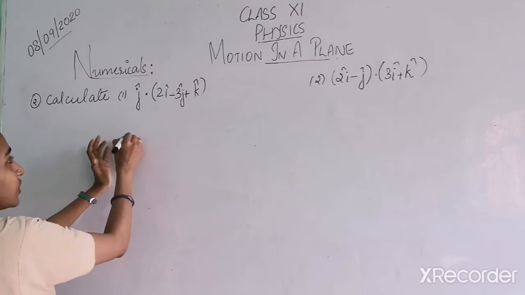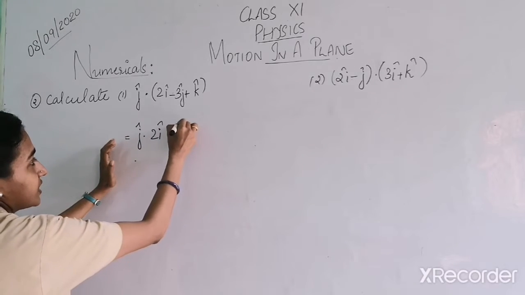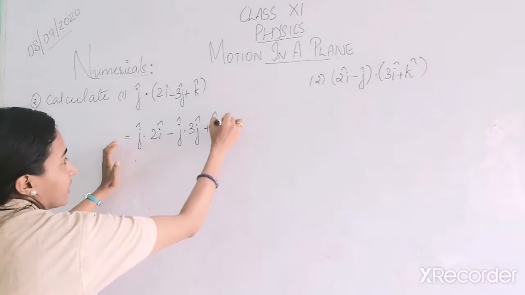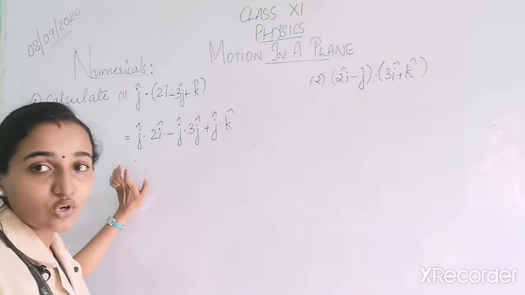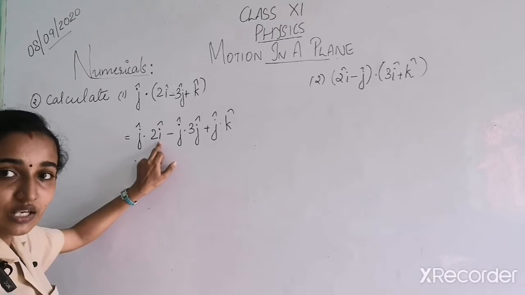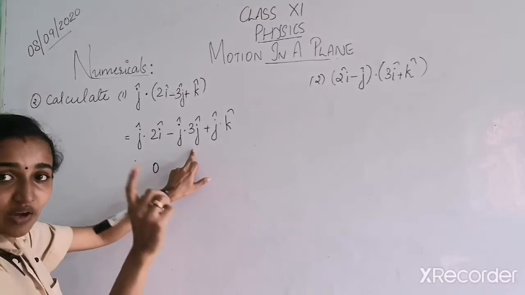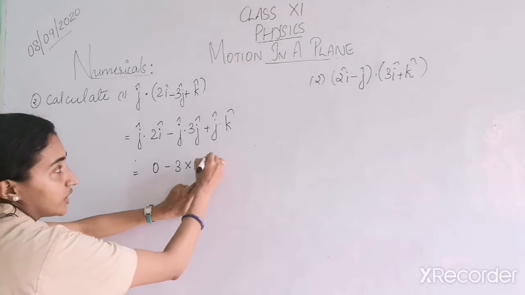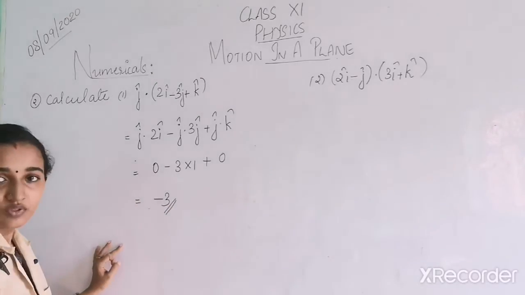So when you open the bracket, how will you solve it? It will be j dot 2i minus j dot 3j plus j dot k. Isn't it? Now you have to apply the values of the scalar product of your orthogonal unit vectors. Now j dot i will be 0, isn't it? So automatically this whole term will be 0. Now minus j dot j value is going to be 1, that is minus 3 into 1. Now j dot k again 0. So the whole value will be minus 3. Got it?